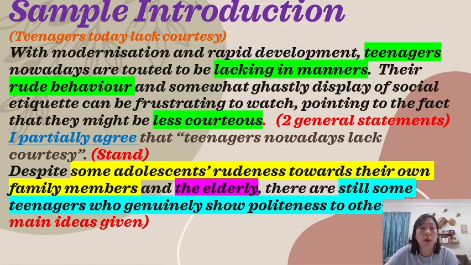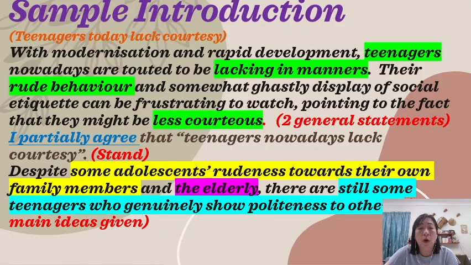So for example, with modernization and rapid development, teenagers nowadays are touted to be lacking in manners. So I have the first keyword subject, teenagers, and the second set of keywords, lacking in manners, which are paraphrased, showing the same thing as lack courtesy. The second sentence, their rude behavior and somewhat ghastly display of social etiquette can be frustrating to watch, pointing to the fact that they might be less courteous.